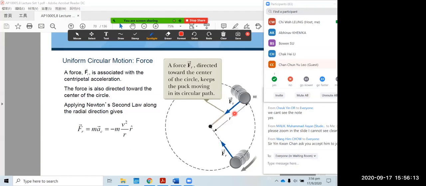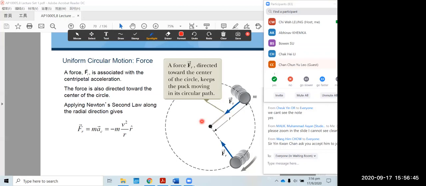Where comes the force? According to Newton's second law, if an object is accelerating, there must be a corresponding force that causes the acceleration. So when an object is making a uniform circular motion, there must be a centripetal force that helps the object move in the circular track.